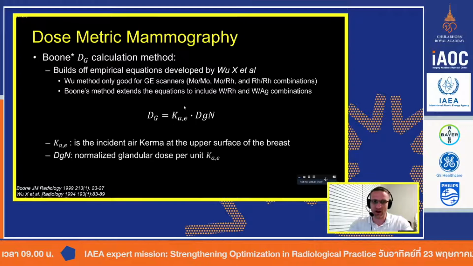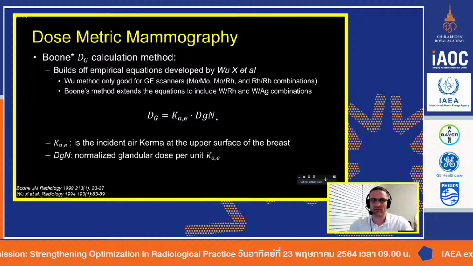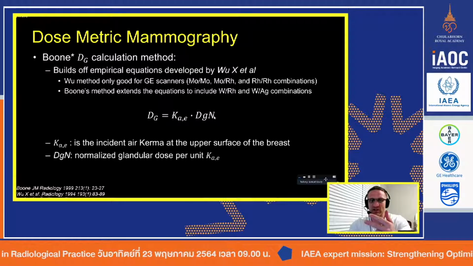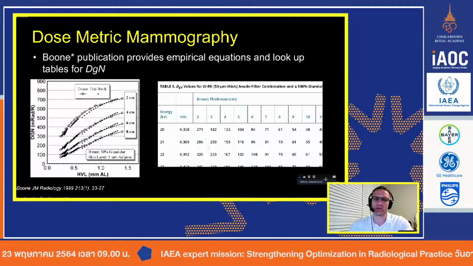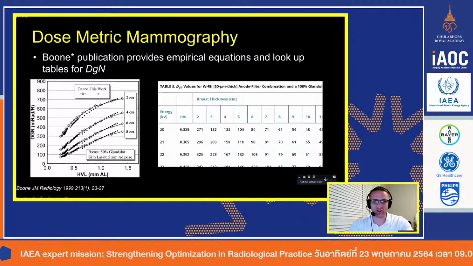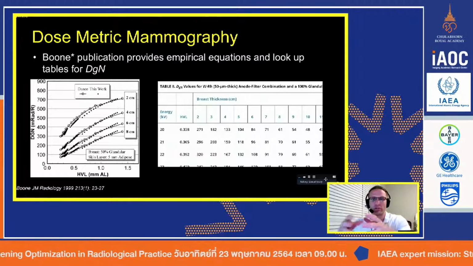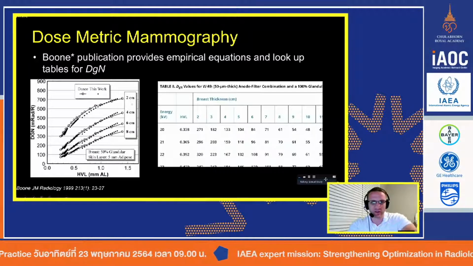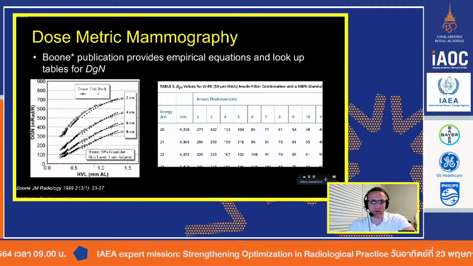Basically, you still need to know the air kerma at the upper entrance surface of the breast, but then there's just a single value. Instead of the CGS correction coefficients, now it's just this D sub GN, and that value is, once again, a value you can look up in a lookup table. So Boone provided all of these empirical equations, and you could actually use them if you wanted to create your own calculation model, your own software. The equations are based off of breast thickness and the machine half value layer, or the beam quality.